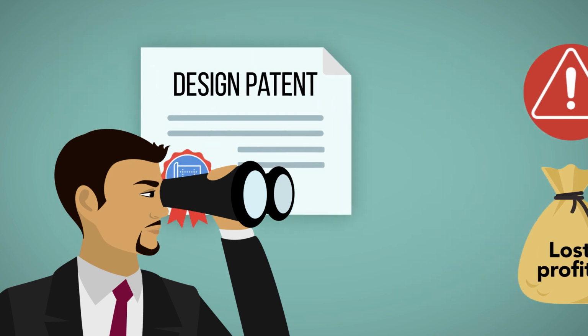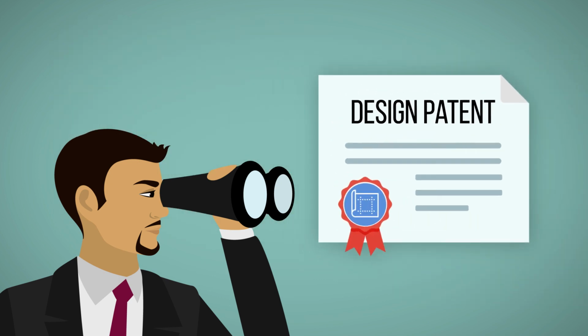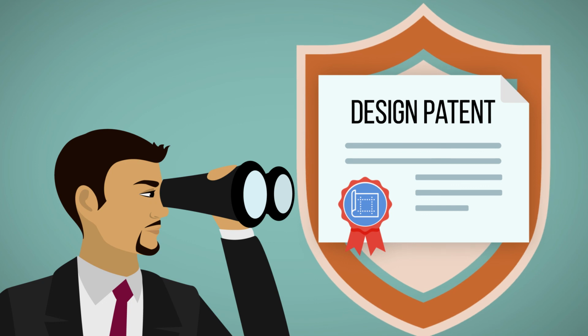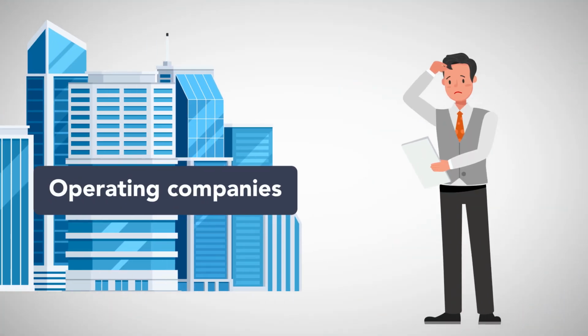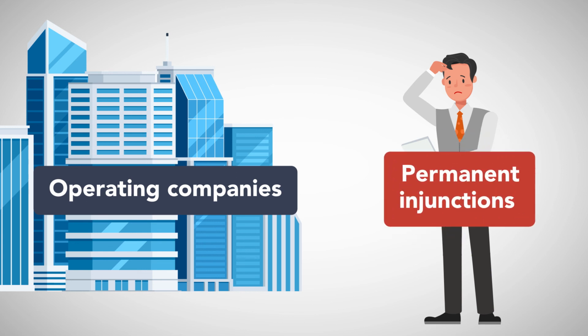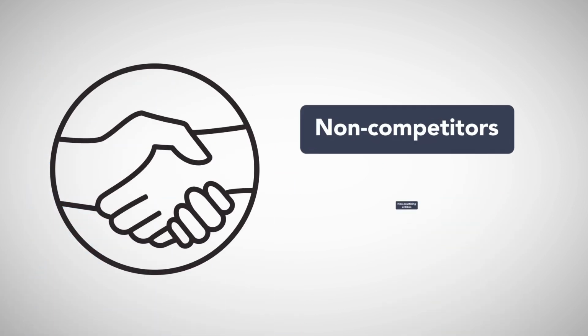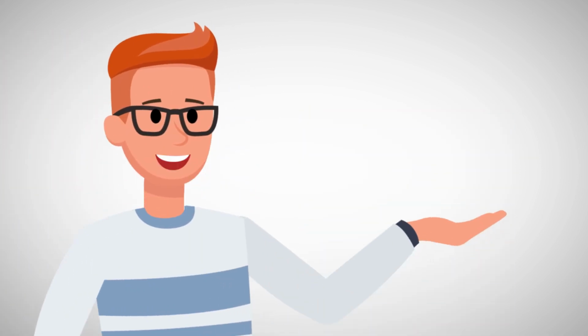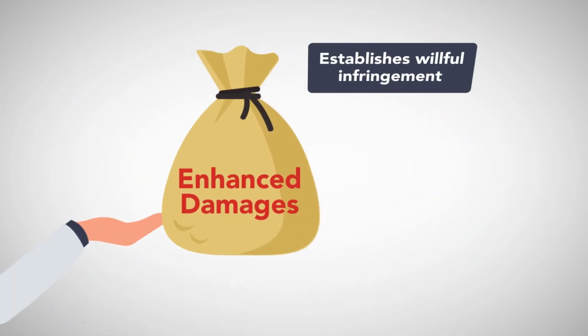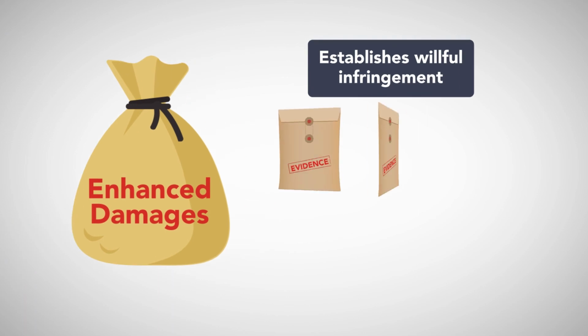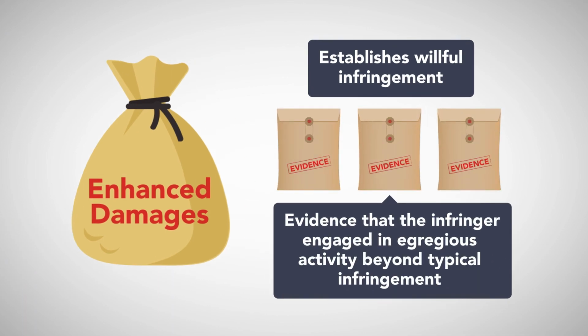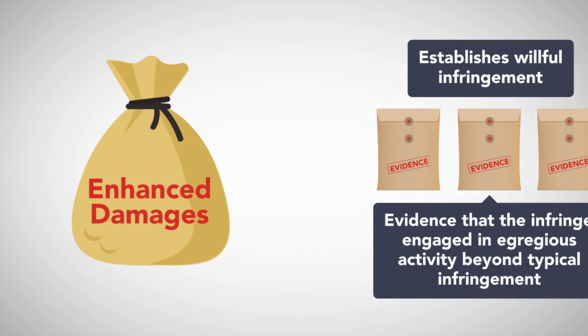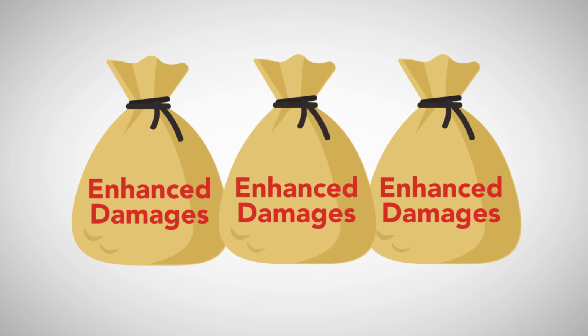A prevailing patentee can also seek injunctive relief, prohibiting the infringer from practicing using the patent in the future. Operating companies that compete against an infringer can typically obtain permanent injunctions, whereas non-competitors and non-practicing entities are generally not entitled to injunctive relief. A patentee can obtain enhanced damages if it establishes willful infringement by proving, by a preponderance of the evidence, that the infringer engaged in egregious activity beyond typical infringement. The judge has the discretion to enhance damages up to 3 times the amount determined by the jury.